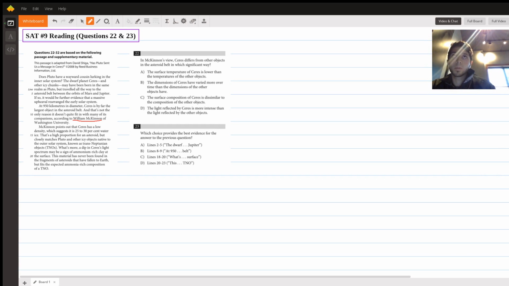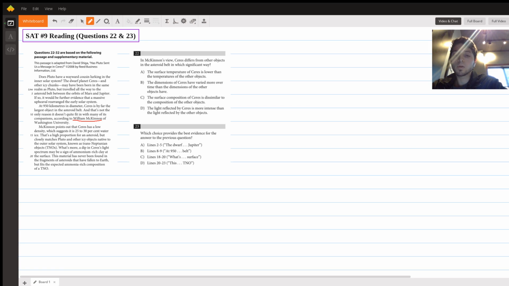Lines 20 through 23 come right after and basically say that this material, the ammonium-rich clay, has never been found in other fragments of asteroids that have fallen on Earth. So this elaborates on that text and gives us a reason why Ceres might differ from other objects in the asteroid belt. So we should keep this option as well.